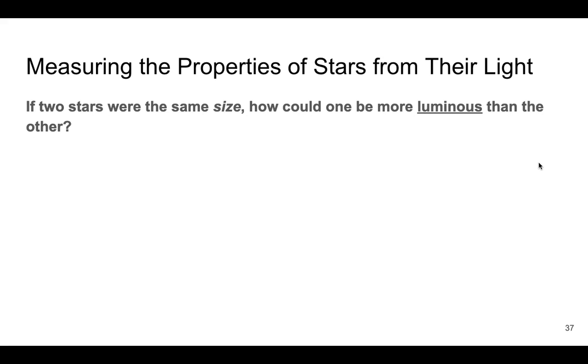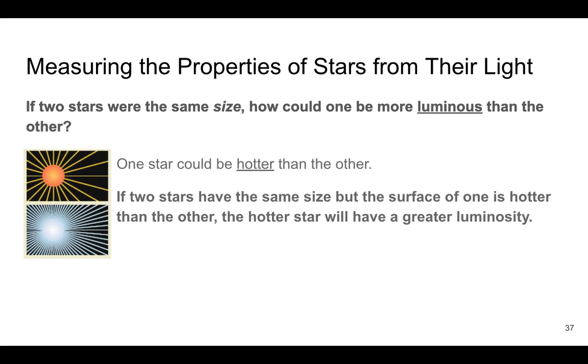Slightly different question. If you had two stars that were the same size, how could one be more luminous than the other? And the answer to that is one of the stars could be hotter than the other. So it's a little hard to tell in this picture, but imagine that this star is the same exact size as this star. But this one's glowing hot blue. This one is much brighter, and it's putting out more light, which, again, in these pictures, is indicated by the fact that there are many more lines coming off of this one.